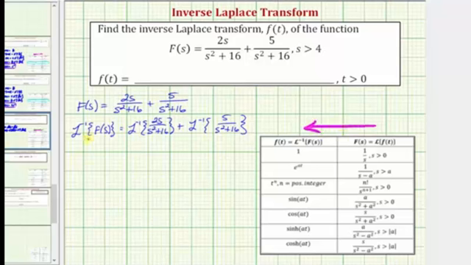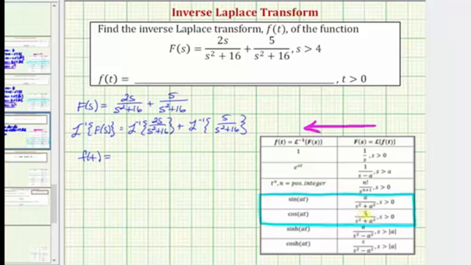So on the left side of our equation, the inverse Laplace transform of big F of s is equal to f of t, which is what we're looking for. So we have f of t equals, now we need to figure out which formula to use to find the inverse Laplace transforms on the right side. Notice how both the denominators are the quantity s squared plus 16, and here we have a numerator of 2s, and here we have a numerator of 5. So we'll be using these two rows in order to determine the inverse Laplace transforms.